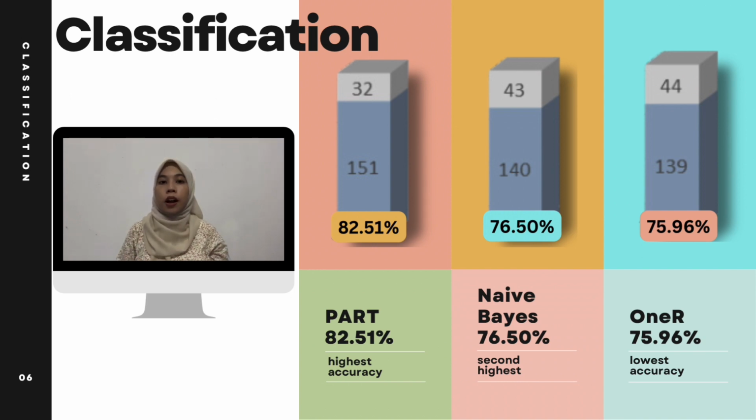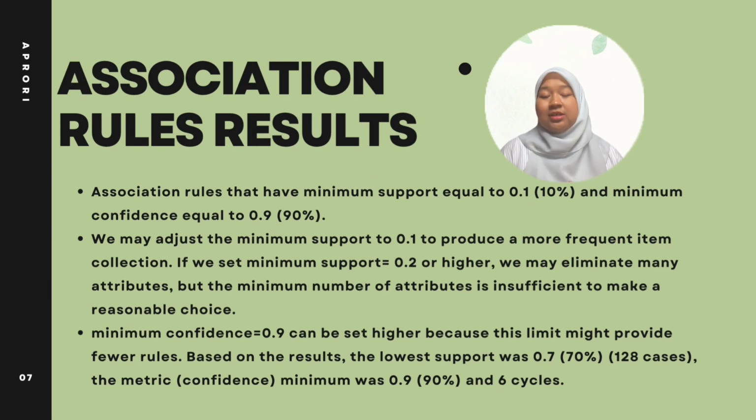82.51%, followed by naive Bayes 76.5% and 1R 75.96%. Now I'm going to explain about association rules result.